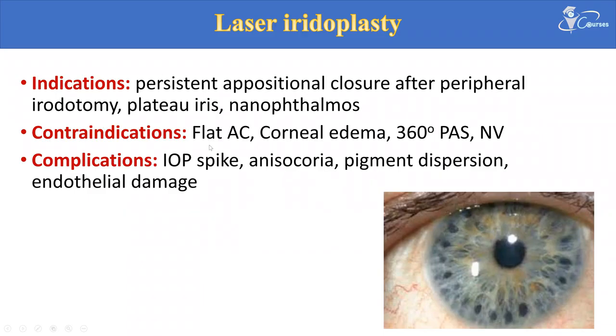Contraindications are the same as laser iridotomy, like flat anterior chamber, corneal edema, 360 peripheral anterior synechiae and neovascularization. The complications are also the same: intraocular pressure spike, anisocoria, because you are doing burns in the iris, so affecting the iris muscles, leading to a difference in the size of the pupil compared to the other eye, pigment dispersion because of the iris burns, and endothelial damage.